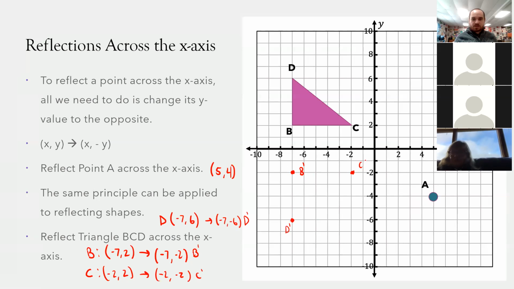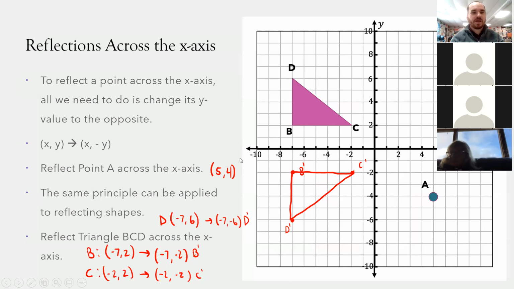B prime and C prime. See, somebody saying something in the chat. Pamela, you skipped ahead to reflecting across the y-axis. Good, good. We'll get there in just a second. So as we can see, this ends up making the same triangle that we had before. It's just now flipped. So any questions about how to reflect across the x-axis?